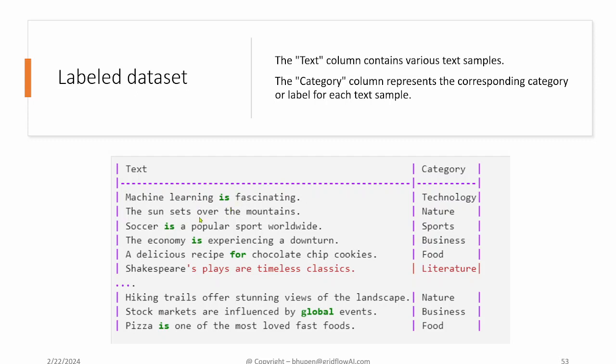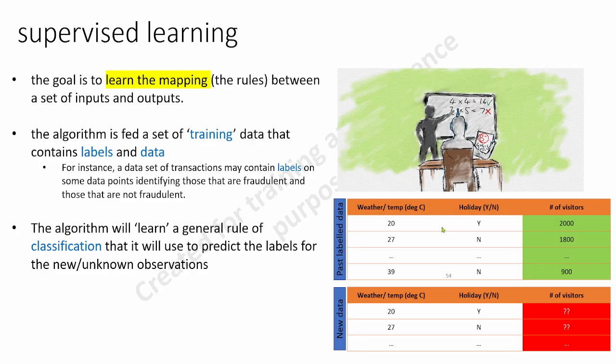Similarly, with text data, here are some more text examples and you can classify them: this text is technology related, this is nature related. These are classes, and in future, when you have some new text, the model can predict whether the given text is technology, nature, or any other category. So essentially, the goal of supervised learning is to learn the mapping of input to the output, which is a label. That's called supervised learning.